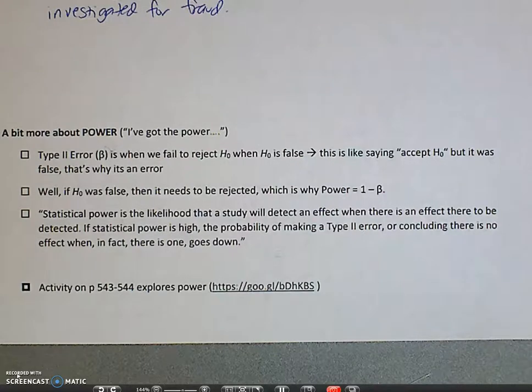Okay? So power is the likelihood that a study will detect an effect when there is an effect to be detected. It's the chance that you did the right thing. Okay? So if the power is high, the chance of making a type 2 error goes down, right? The chance of making a type 2 error, or concluding that there is no effect when in fact there is one, goes down. There's an example in your book that you can play around with and test out more information about power if you're interested in knowing more.